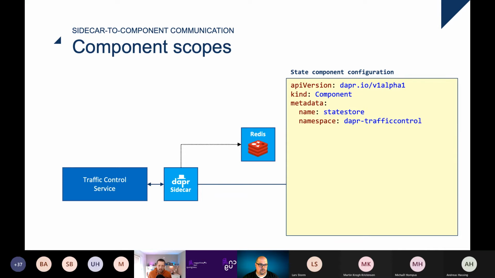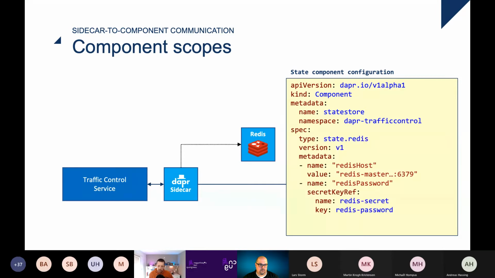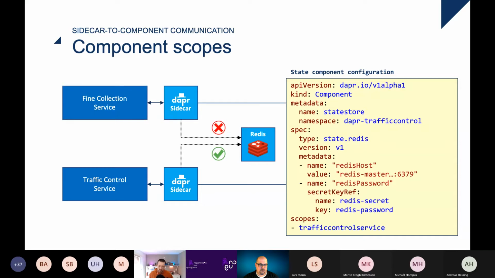And limiting access to components can be done by going to the component configuration file. So here's an example of the state store configuration file. Usually this configuration file will also contain some stuff like this to specify that I want to use Redis and to specify where it can find the Redis host and what the password is. But now I'm adding this scope element.